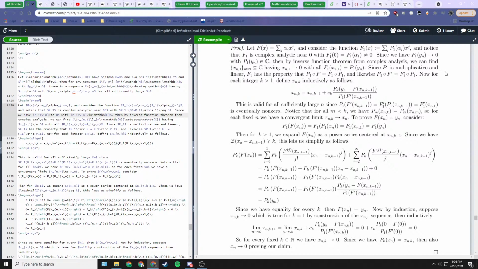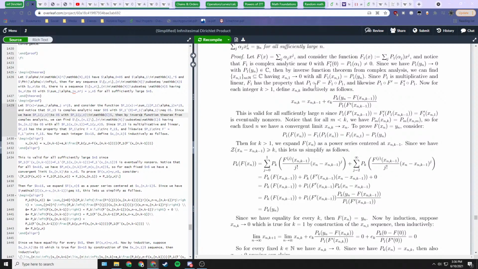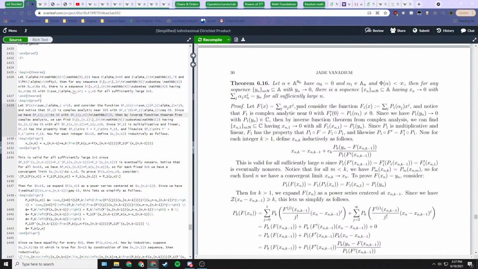Since p1 is multiplicative and linear, we have these compositions. And then we define these xn's as xnk's using this inductive definition. So this will be valid so long as f xn minus xn k minus 1 is defined, and so long as this p1 of f prime is non-zero. So this will be so long as these are defined, and this is fine, since as n tends to infinity, we do have these xnk's on the first projection tending to 0, so they'll eventually be in the radius of convergence.